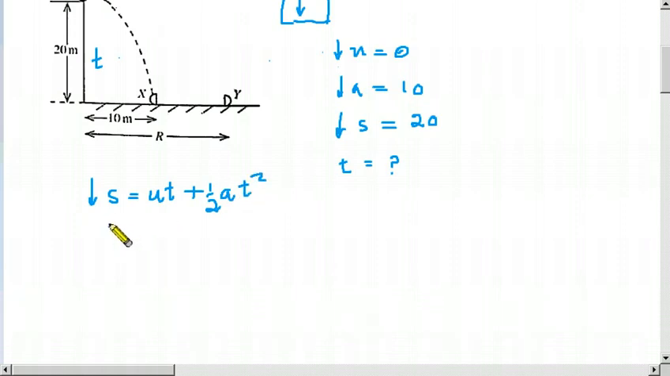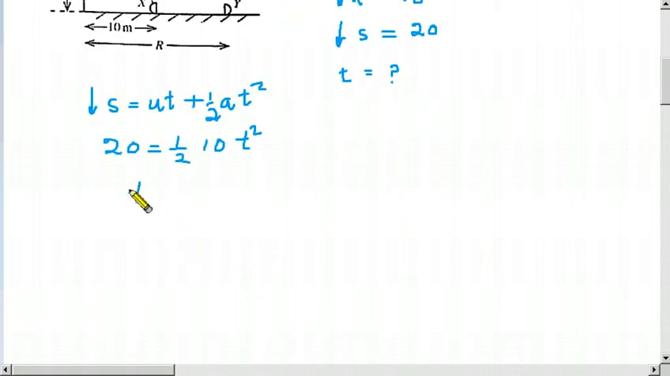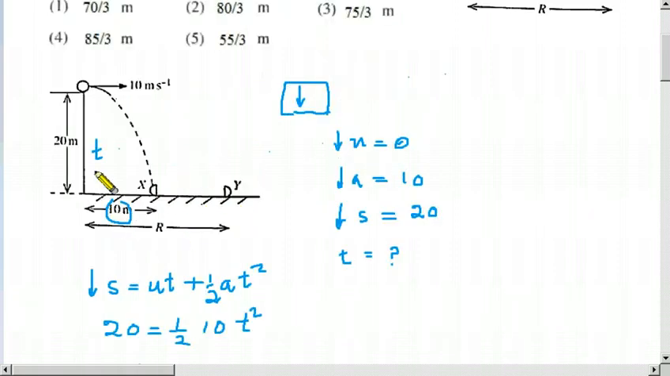So let us substitute the values. 20. U is 0, therefore this whole term goes to 0, therefore we don't have to write it. Half times 10 t squared. So as previously we get the same answer, t is 2 seconds. Because these distances are same, therefore gravity also same, therefore we get the same answer.